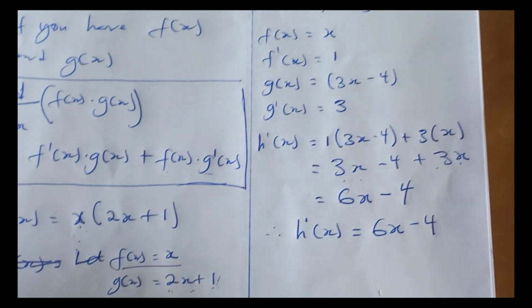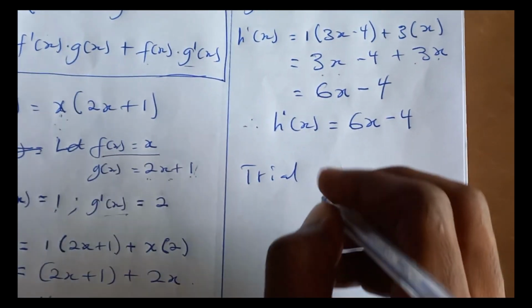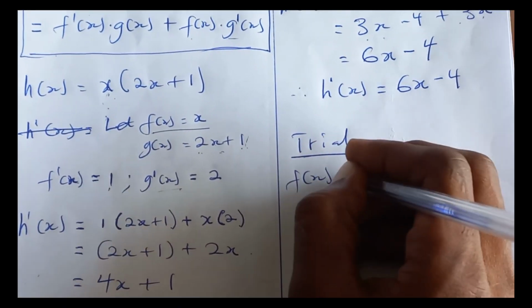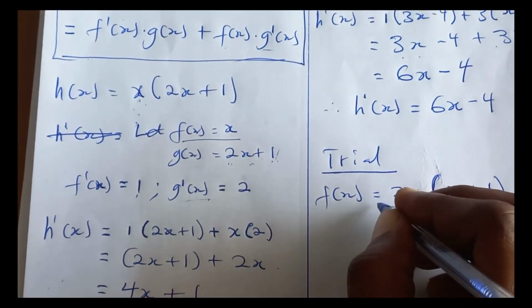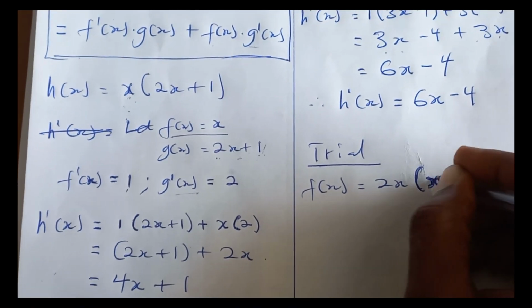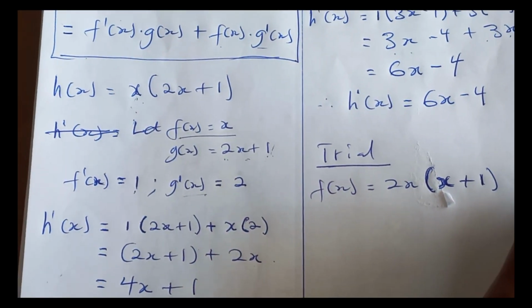Now try this one for me. F of x is equal to 2x into bracket x plus 1, using the product rule.